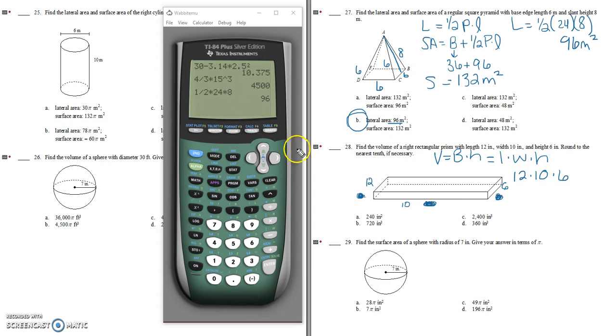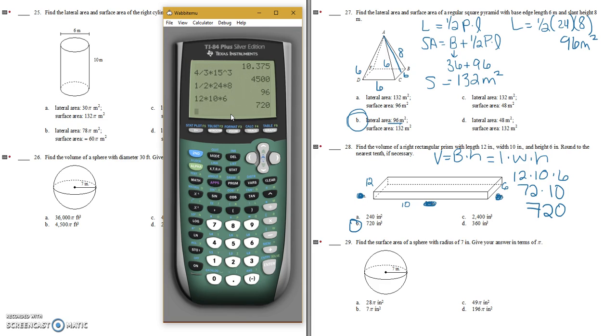And let me go to my, oh, I don't need a calculator, I can do it. 6 times 12 is 72, and 72 times 10 is 720. If you want to confirm, you can use my calculator. 12 times 10 times 6, 720.